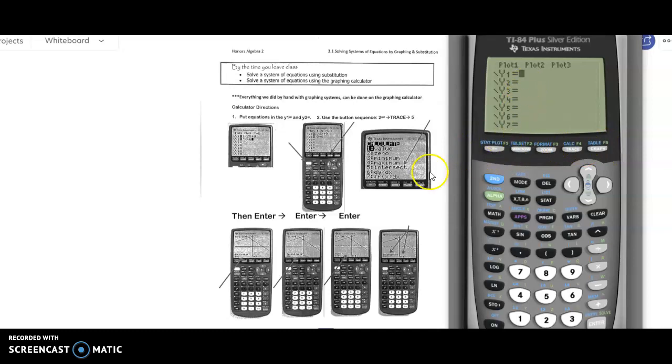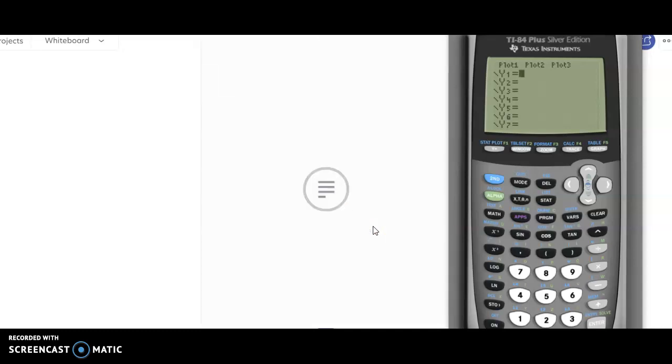After I put my 2 equations in there, I'm going to hit the sequence second trace 5. Second is this blue button on my screen. Trace is one of these top 5 buttons up here. So essentially I'm doing second calc because in blue it says calc, and then I hit the number 5 down here. What second calc 5 does is find the intersection of where 2 lines cross, because that's what we want to do with systems of equations. You want to see where the 2 lines cross each other. After you get those in, then you're going to hit enter, enter, enter. And I'll tell you why you want to do that in just a minute.